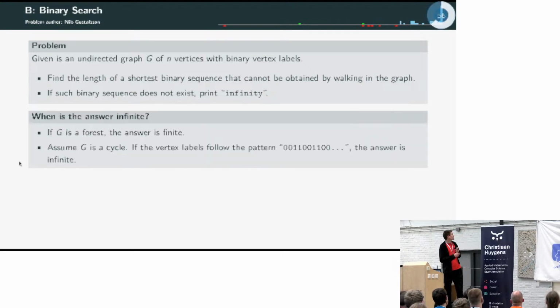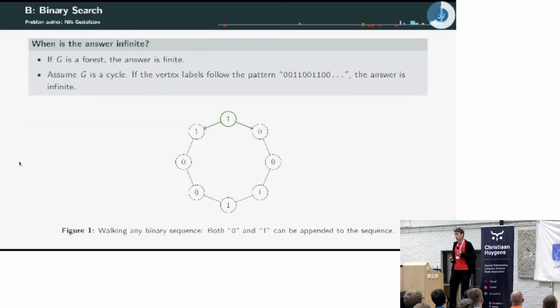So first, a good idea is to ask yourself, when is the answer infinite? You can draw some trees, for example, and see that it doesn't look infinite there. If you make a cycle and you put 0, 1, 1 on the vertices, for that cycle the answer is infinite. The reason for this is, for any binary sequence you have, if you only walk on top of this cycle, you always have a choice. You always have a 0 or a 1 neighboring you.